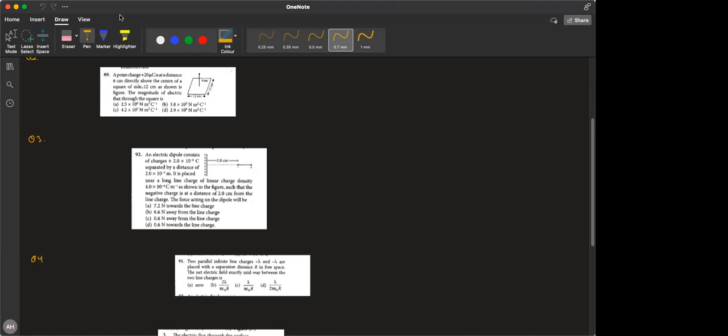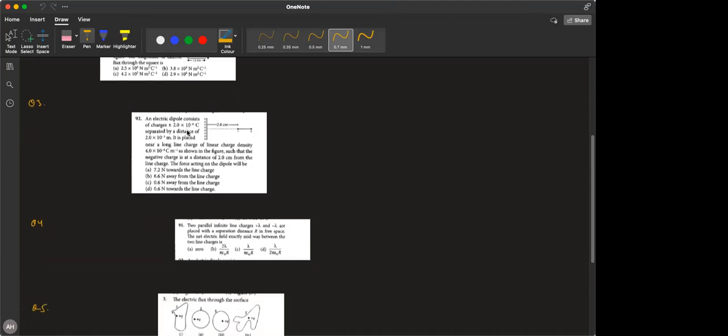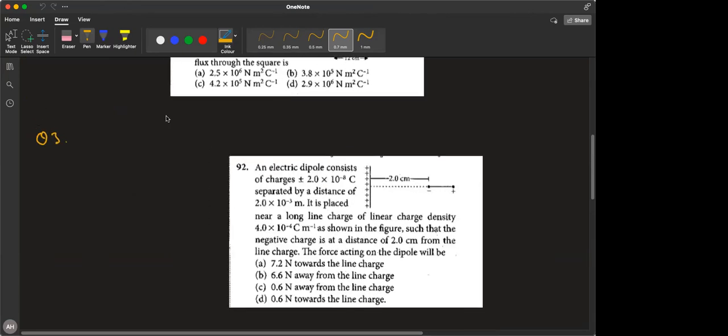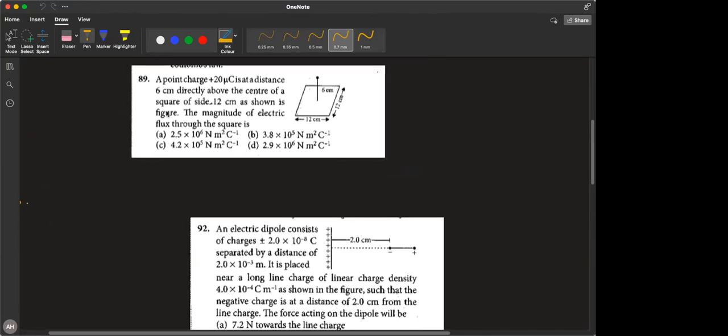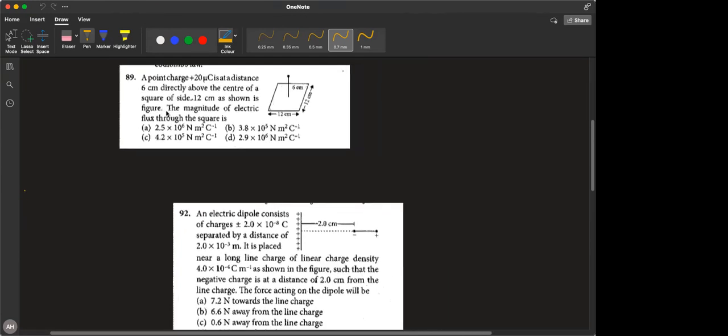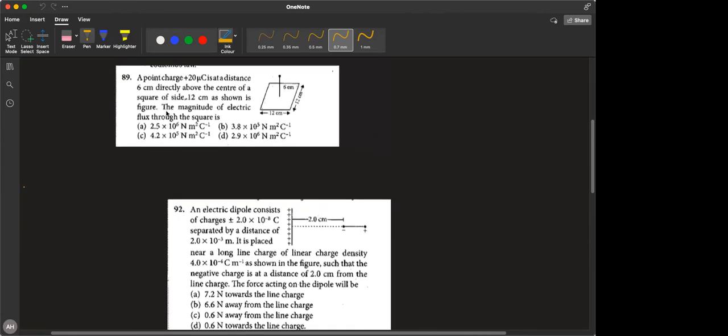Sir, please zoom in a bit. Yes, yes. You have to write the complete solution.